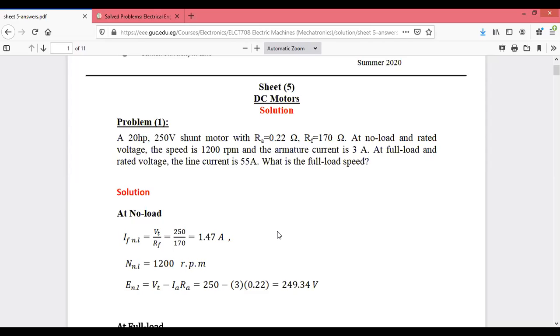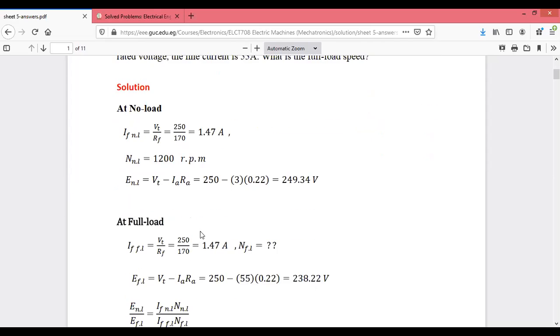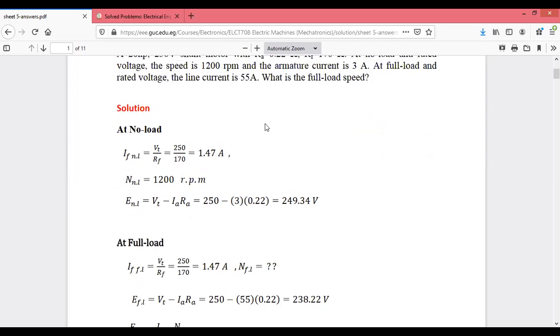I am explaining both things at a time. When we solve for the value of current at full load, we also take the same voltage and the same resistance. So you will get the same field current for no load and for full load. Now, what have they given?